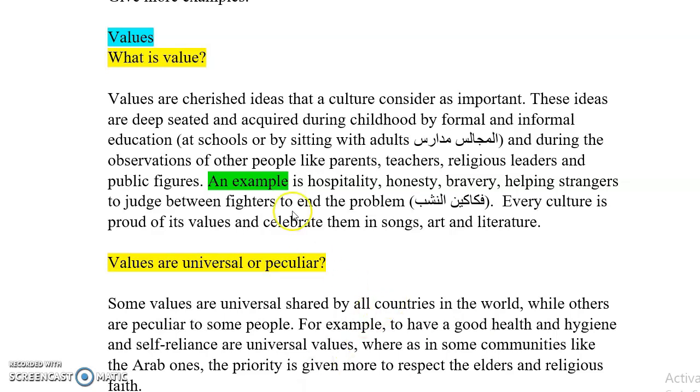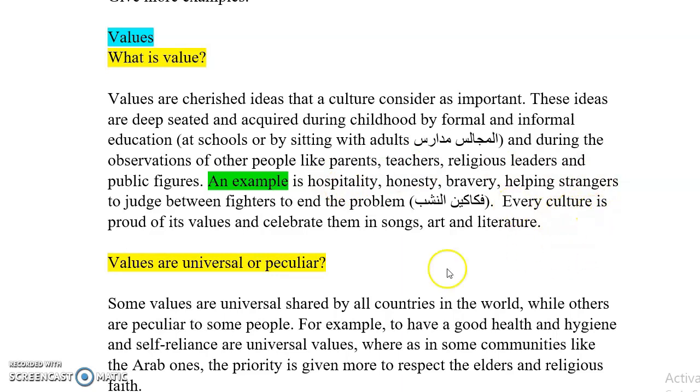A good example of that is hospitality, honesty, bravery, helping strangers, and judging between fighters to end the problem, like when we say in the Jordanian community, فكاكين النشب. This is a part of our values. If you find two people who are fighting with each other, it is a must for some other people to end this problem. It is so necessary to be honest with others and brave in some situations. It is so necessary to be generous with our guests. It is so important to help strangers.